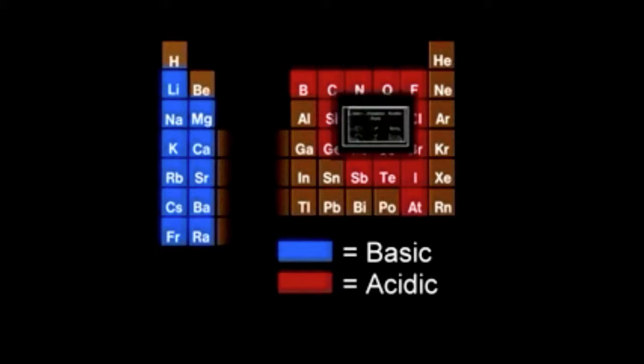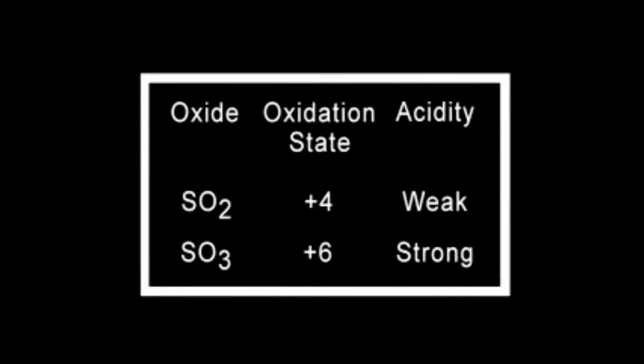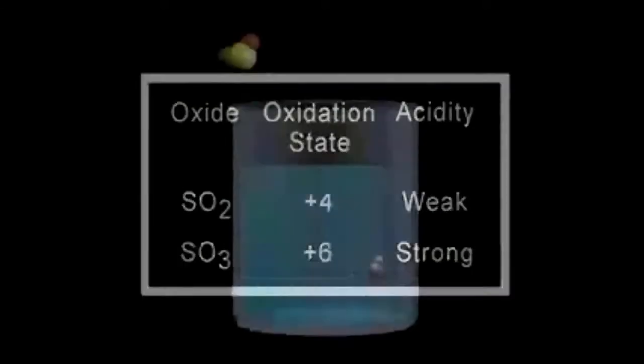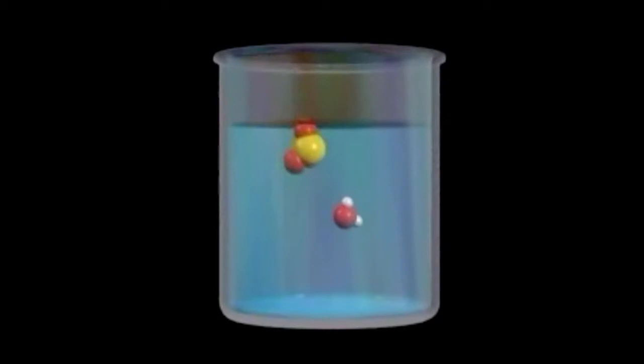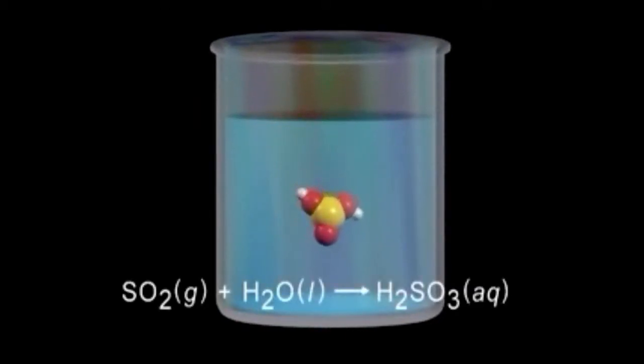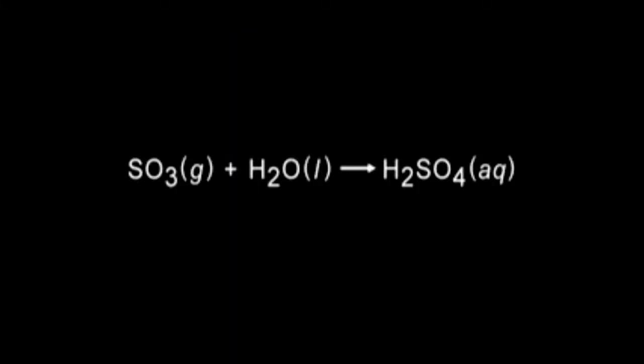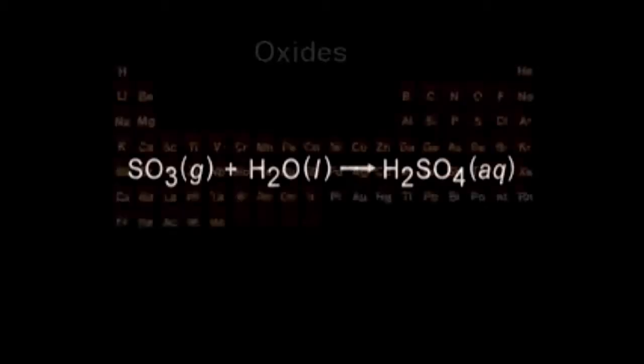For example, sulfur forms two common oxides. Sulfur dioxide, in which sulfur is in the +4 oxidation state, and sulfur trioxide, in which it is in the +6 oxidation state. Sulfur dioxide reacts with water to form sulfurous acid, H2SO3, a weak acid. Similarly, SO3 reacts with water under appropriate conditions to yield sulfuric acid, a strong acid.